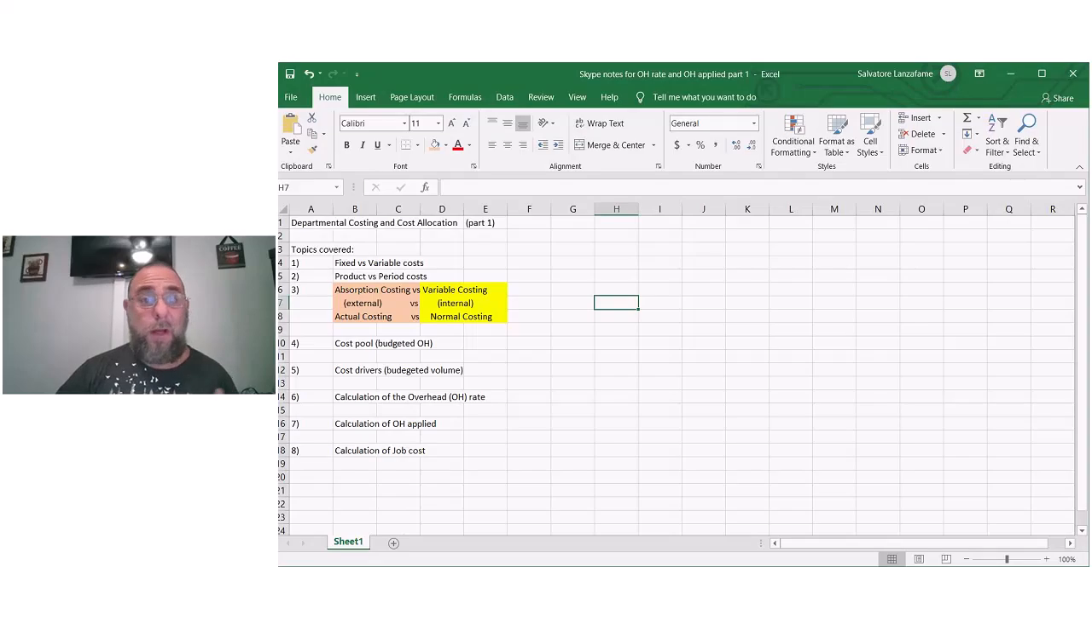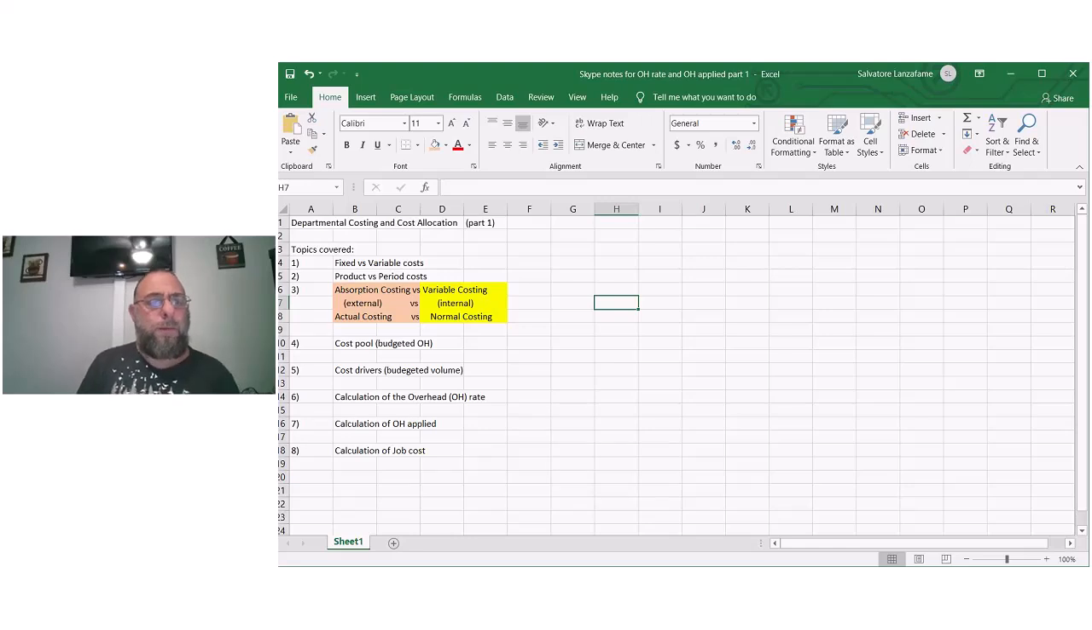So variable costing is, as the level of activity changes, so does the cost, right? Fixed costs have nothing to do with level of activity. So no matter how many units you sell, your cost will remain the same. A good example of a fixed cost would be your rent. No matter what's happening inside the building, your rent is the same. It's not dependent on that level of activity. So it's important to understand the difference between fixed and variable.